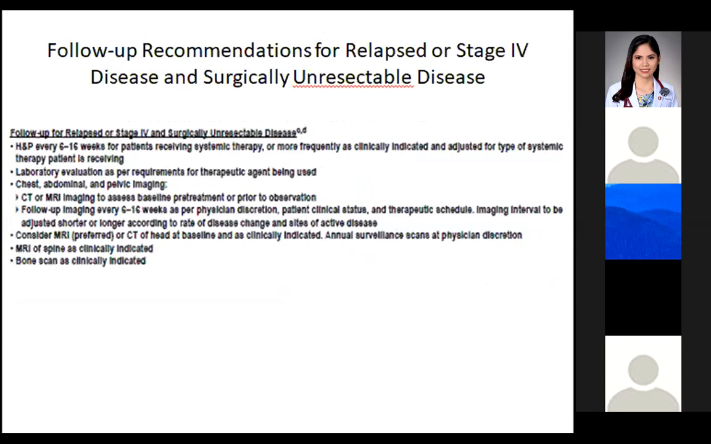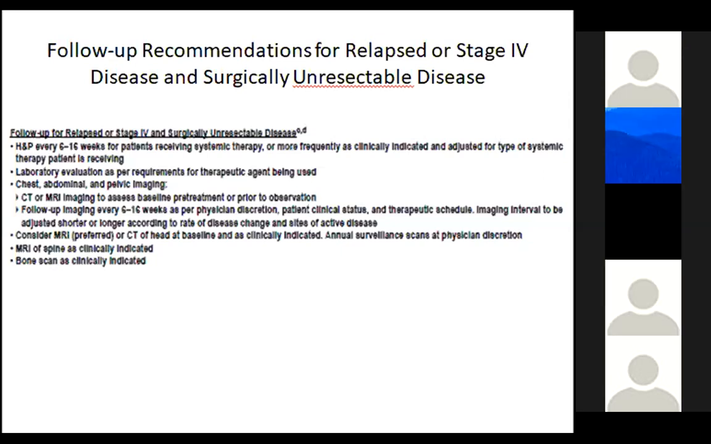So for follow-up for relapse or stage 4 disease and surgically unresectable disease, the NCCN panel recommends a history and PE of patients every 6 to 16 weeks for patients receiving systemic therapy, or more frequent PE if indicated. Other lab evaluations may be carried out as per the requirements for the therapeutic agent being used. Imaging, CT or MRI, should be performed prior to initiating systemic treatment or observation. Subsequent imaging may be performed every 6 to 16 weeks as per the physician's discretion.